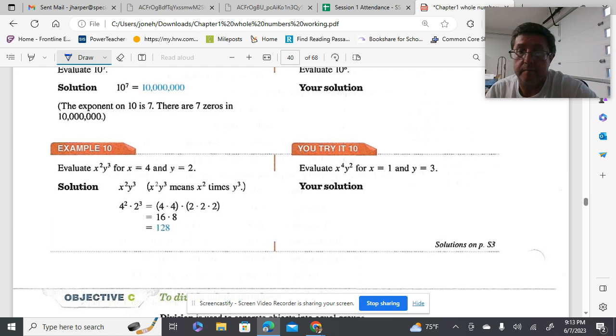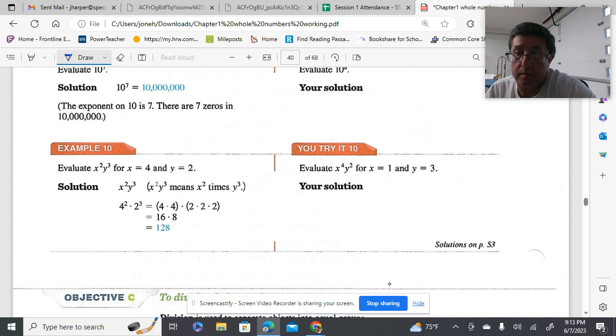This is high level math, guys. I am so proud of you guys for making it this far. This is stuff that you don't study in elementary school. You study this stuff in middle school and high school. So, evaluate x to the 4th y squared when x equals 1.